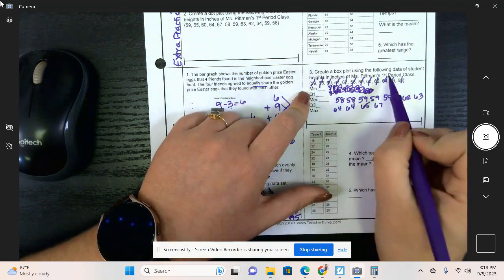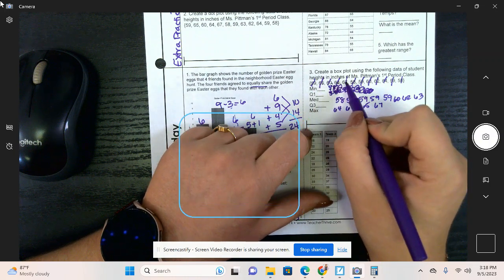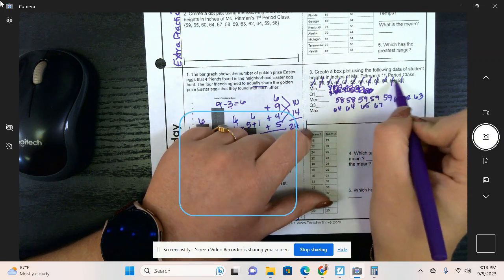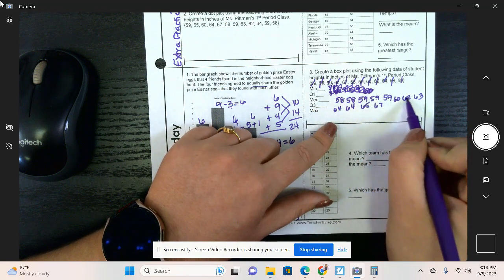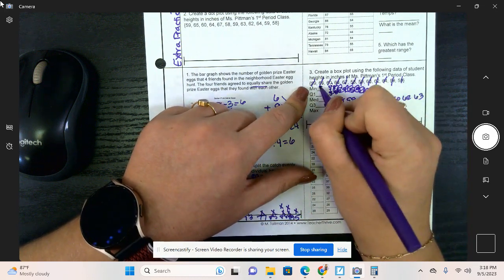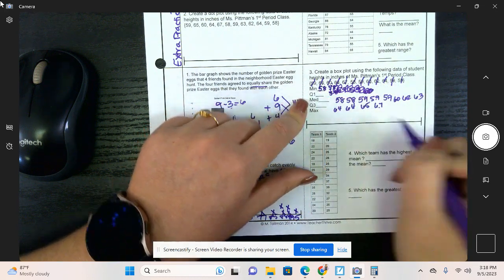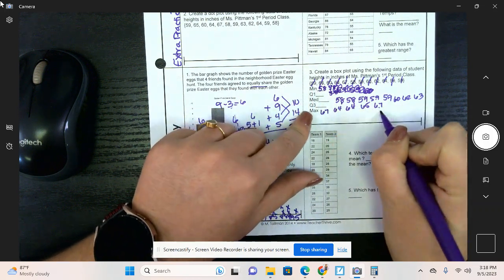I'm going to count how many numbers are in my original list and how many numbers I put in order. So I have 1, 2, 3, 4, 5, 6, 7, 8, 9, 10, 11, 12. So I should have 12 down here. 1, 2, 3, 4, 5, 6, 7, 8, 9, 10, 11, 12. So my minimum is 58. My maximum is 67 because minimum is the smallest number and maximum is my biggest number.